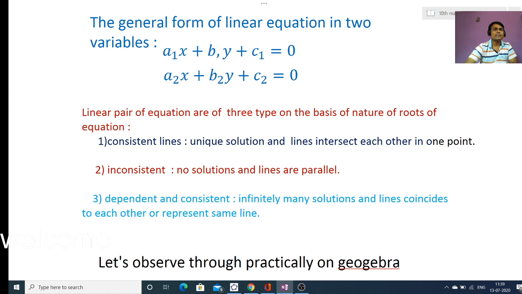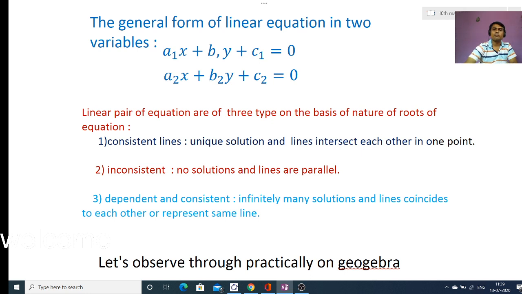Then there are inconsistent lines. There is no solution, meaning there is no common point, and the lines are parallel to each other. And the third one is dependent and consistent. It means that the lines coincide with each other, meaning they represent the same line. The lines are shown with different names, but they represent the same line, so infinitely many points lie on both lines. That's why it has infinitely many solutions.